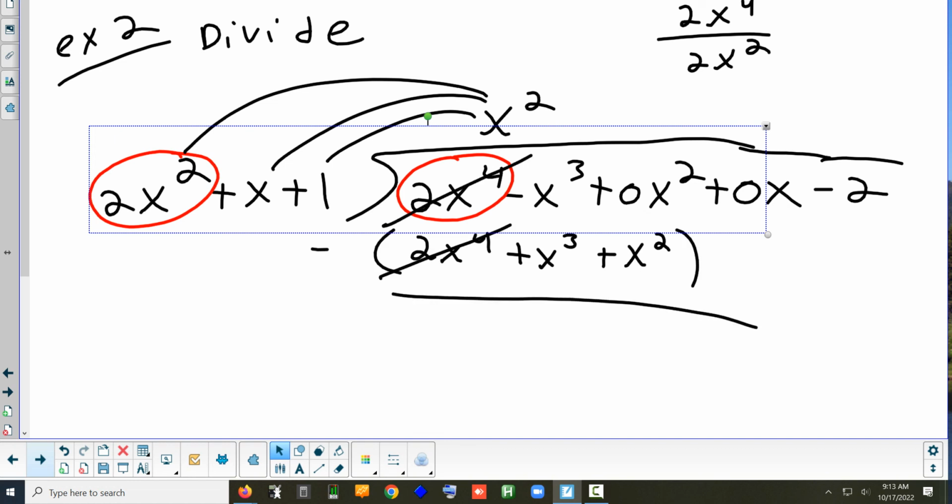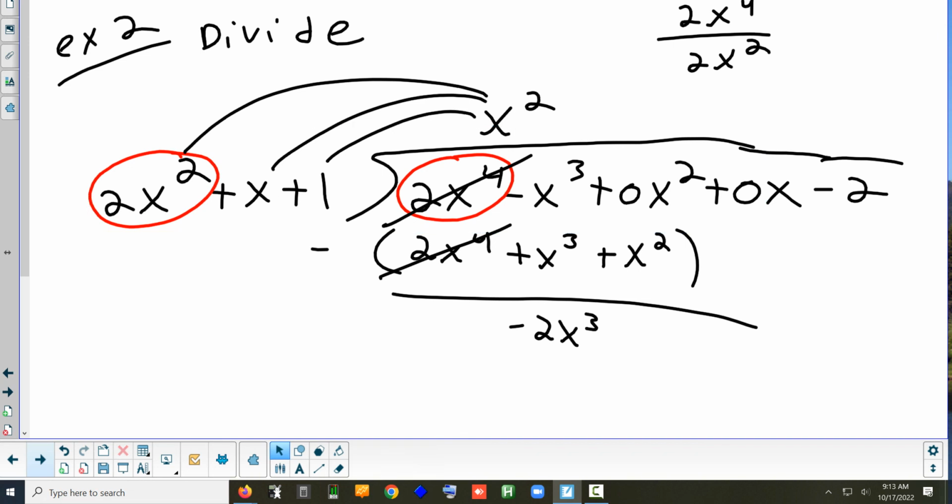Okay, first one should always cancel. 2x to the 4th minus 2x to the 4th. Negative 1x cubed minus another 1x cubed is minus 2x cubed. And this is why we put in the 0. 0x squared minus 1x squared is minus 1x squared. Okay, so we did the subtraction. And now bring down the next term. Even if it's a 0, that's fine. Just bring it down.